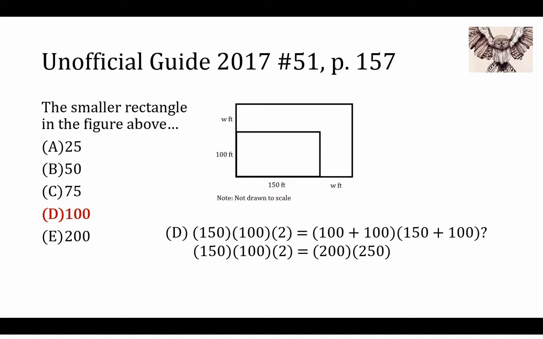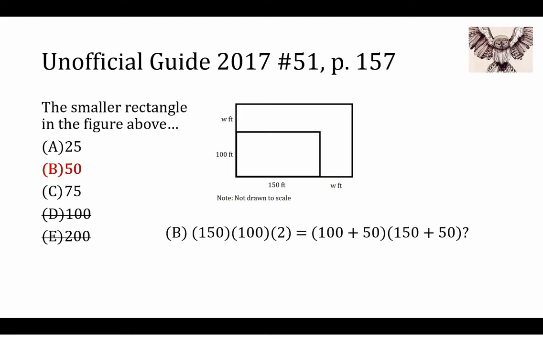So in this case, it turns out that we want to know if 150 times 100 times 2 is equal to 200 times 250. Well, 2 times 100 is 200, and I have a 200 on the right-hand side, so I'll just cancel those. And it turns out that I get 150 and 250. Well, those aren't equal. So D is definitely not the correct answer. And in fact, D is too large. So we can get rid of D and E automatically.